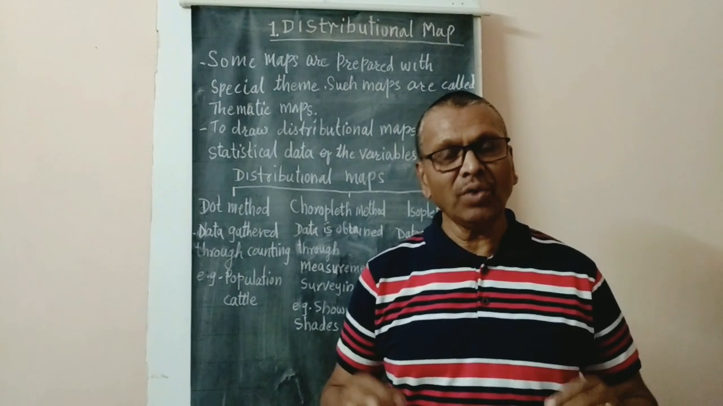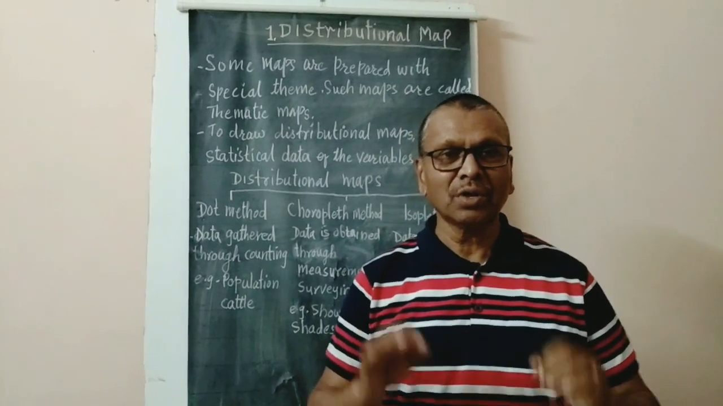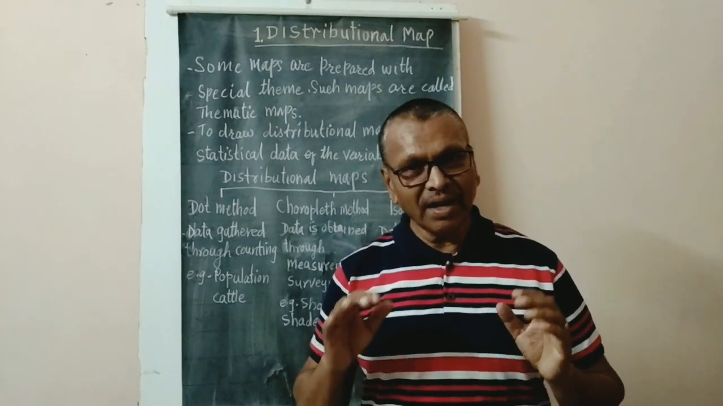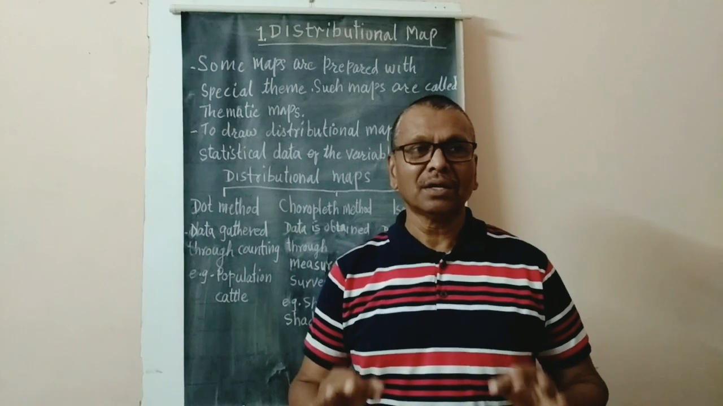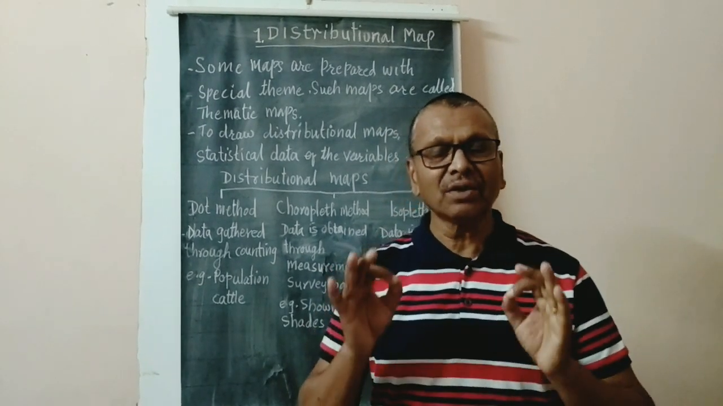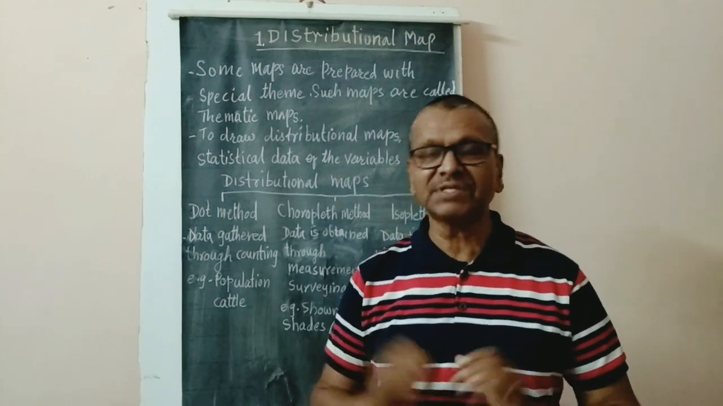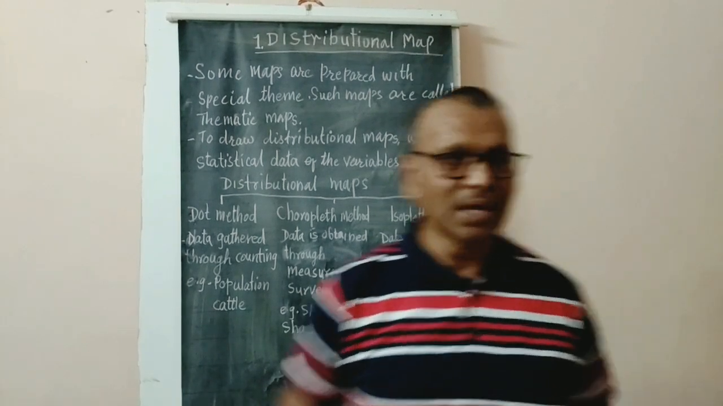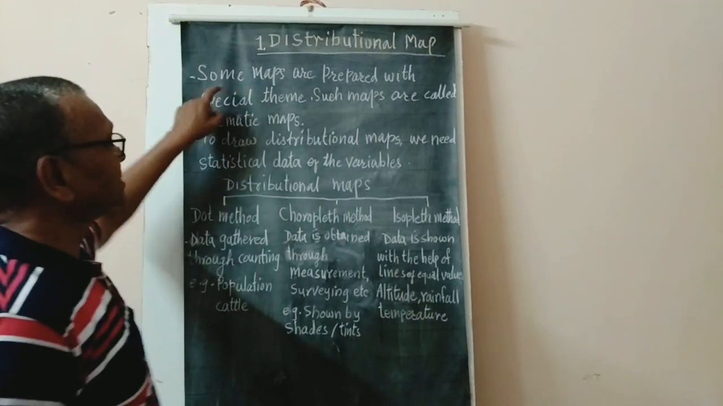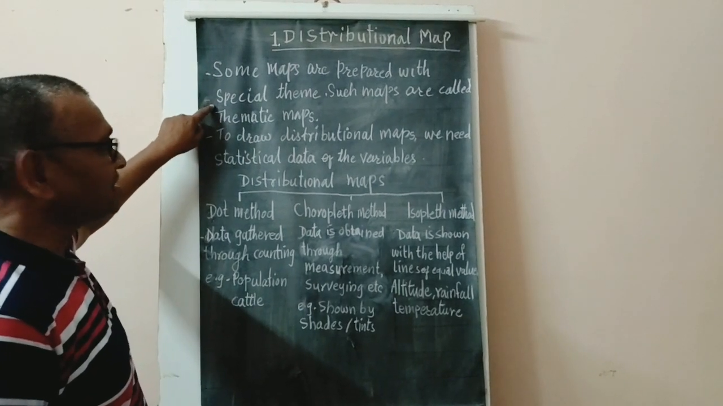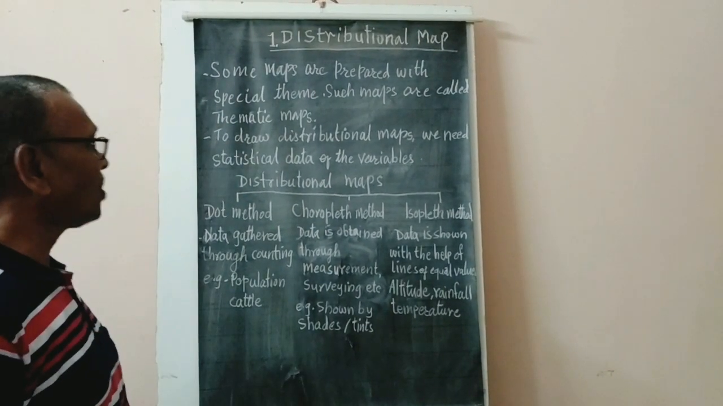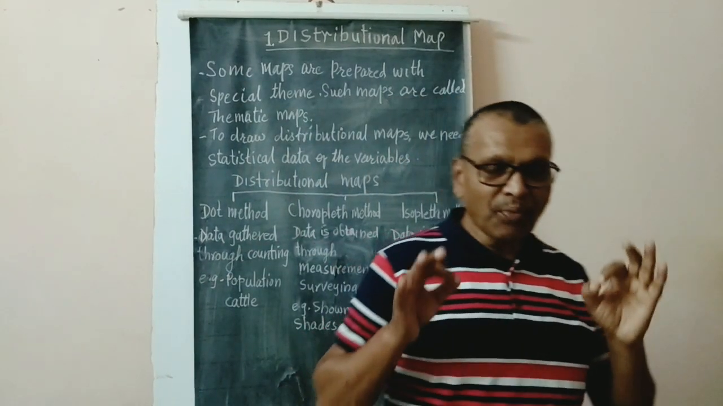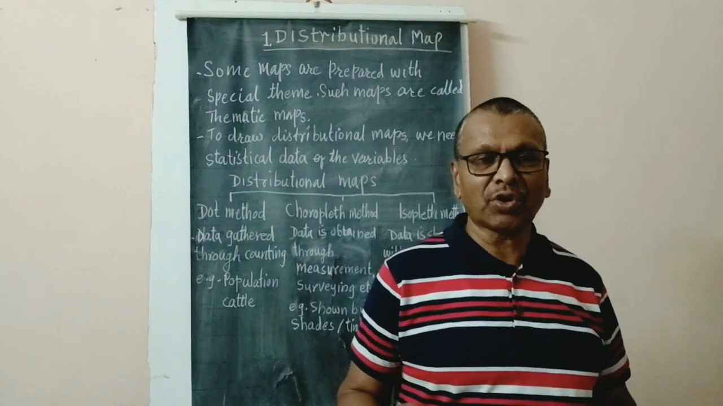There are some maps only meant for roads to be shown, only the roads or the railways. So there are few maps which show a specific theme, drawn for a specific purpose. Such maps are called thematic maps. So have a look at these. Some maps are prepared with special themes. Theme means the purpose, for what purpose this map is being drawn.